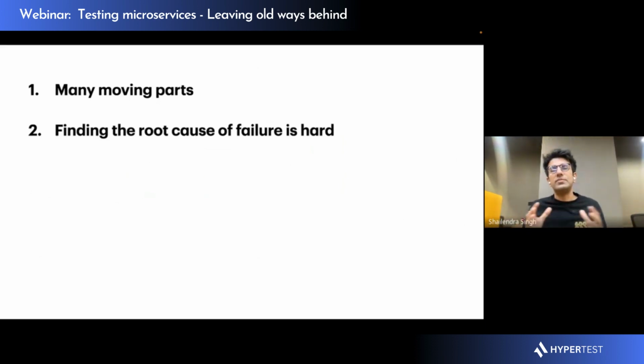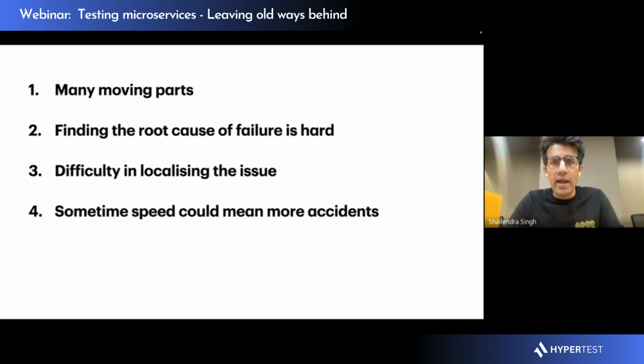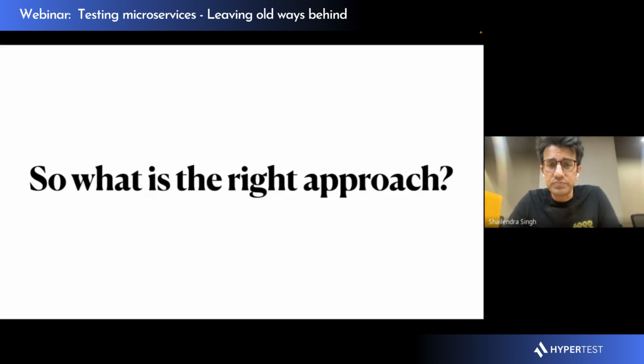So one of the challenges teams face when testing microservices is that it becomes increasingly hard to locate the source of the error. Where did the error originate from? Because of this large number of intercommunicating units. And sometimes speed could largely mean more accidents. So what is the right approach?